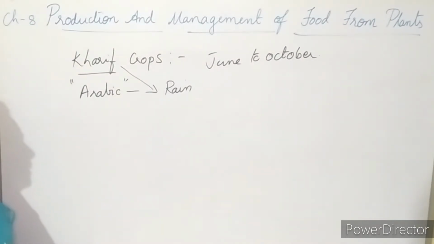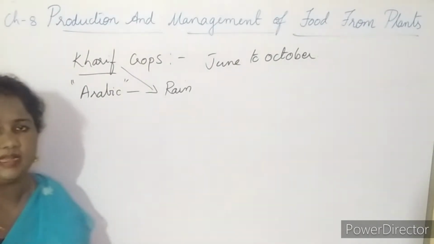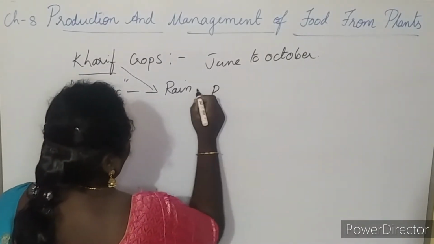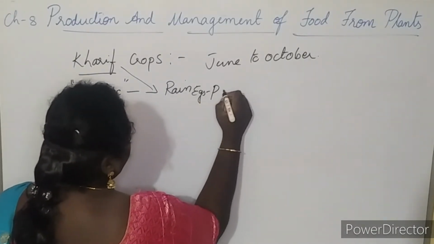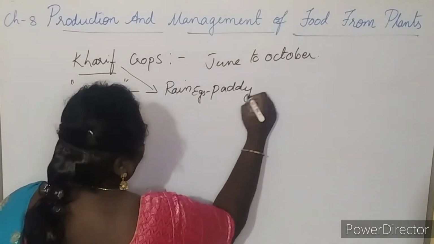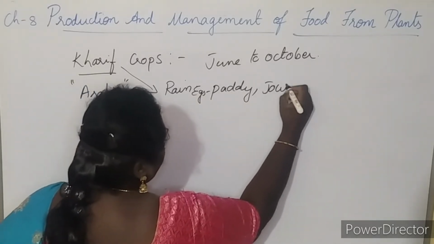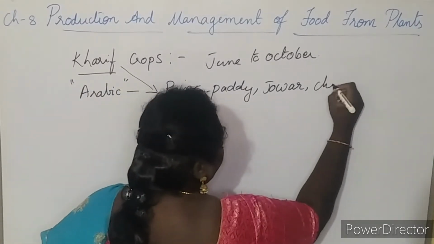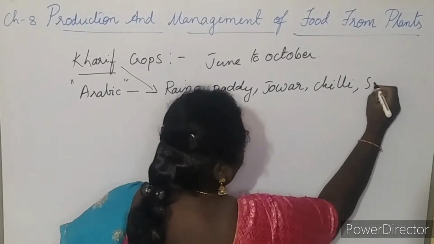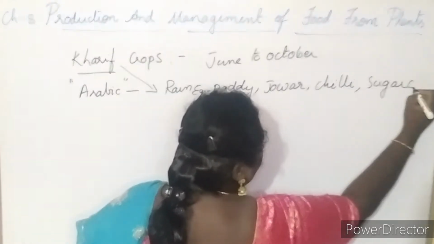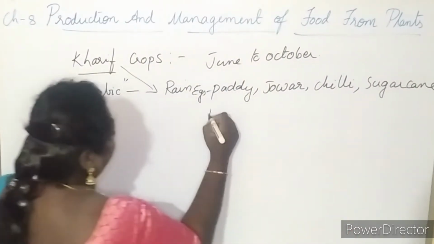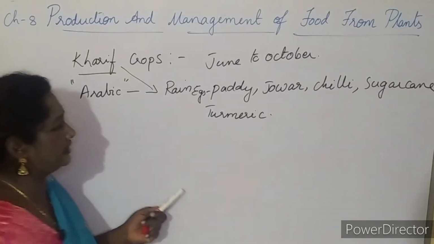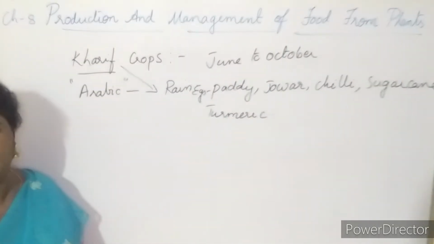From June to October, which crops are grown here? We can see paddy. So examples: paddy, jowar, chili, sugarcane, turmeric. These are the basic examples we can see which are grown as Kharif crops.